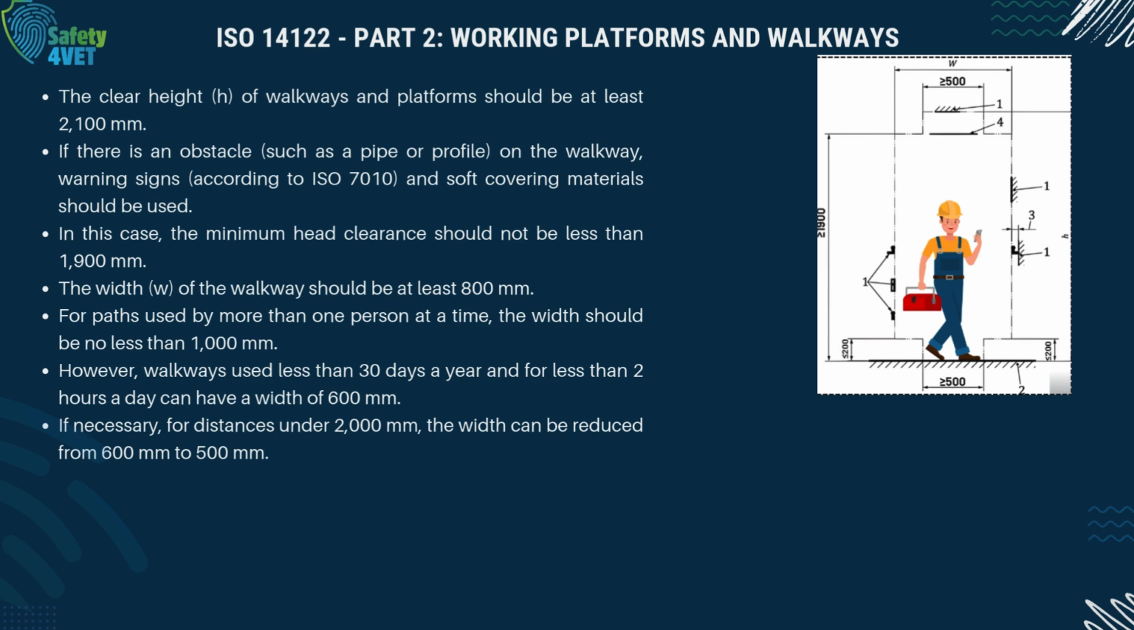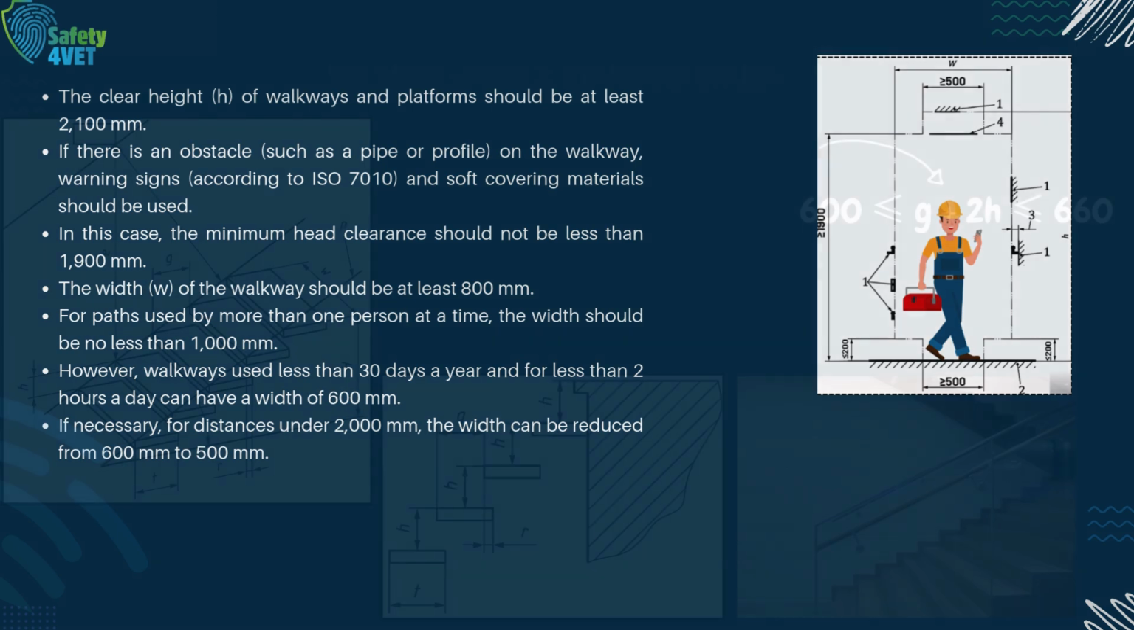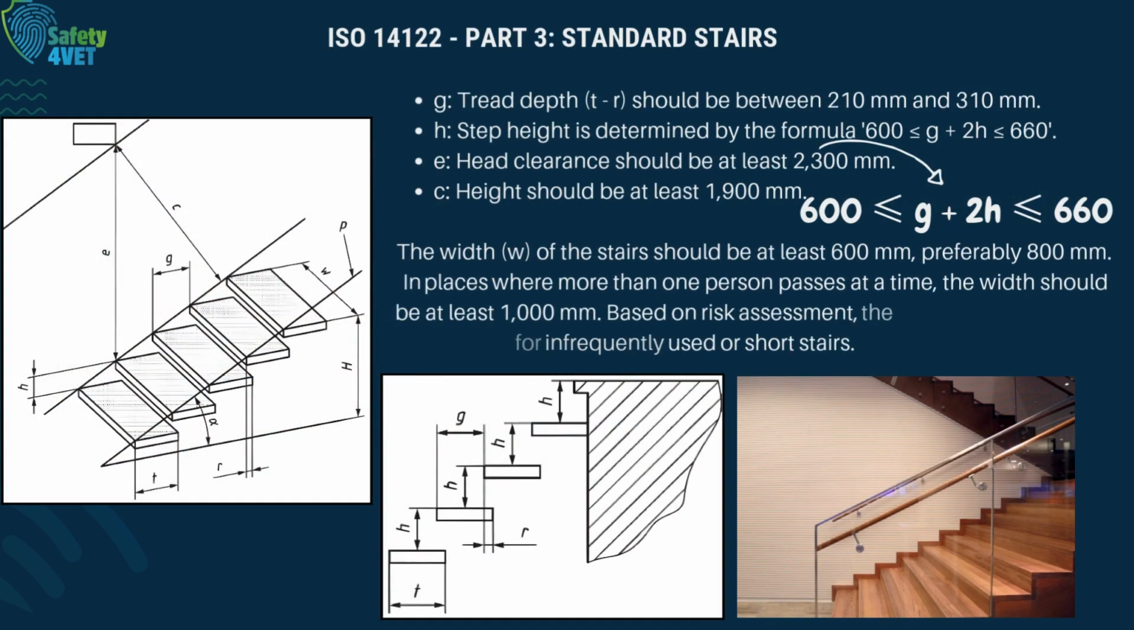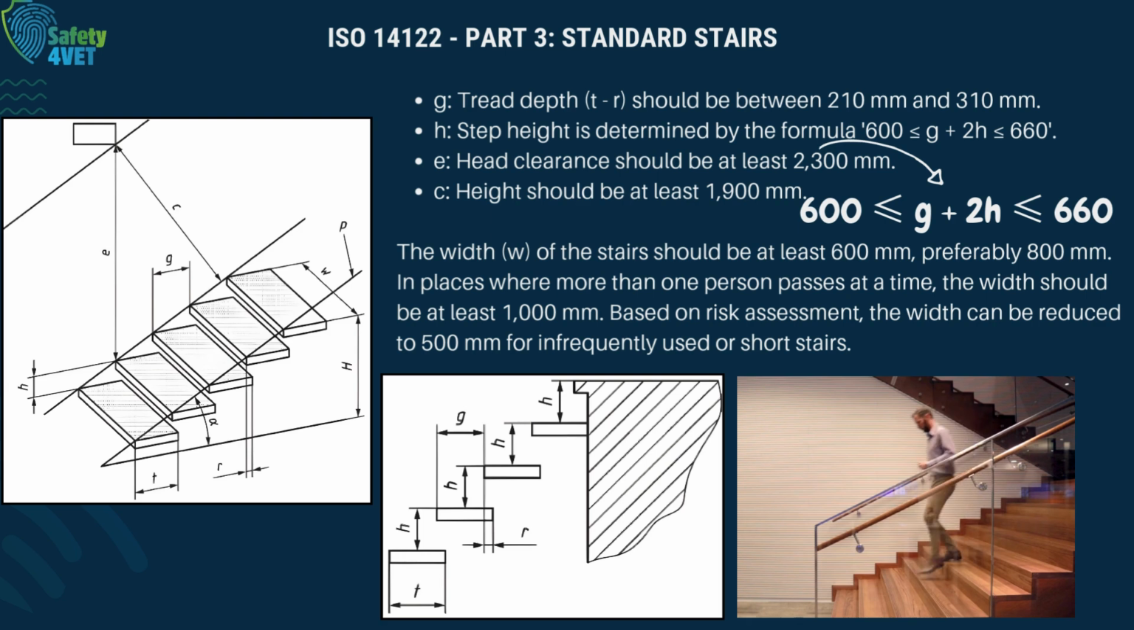However, walkways used less than 30 days a year and for less than 2 hours a day can have a width of 600 mm. If necessary, for distances under 2,000 mm, the width can be reduced from 600 mm to 500 mm. According to ISO standards, the tread depth of stairs should be between 210 and 310 mm. The step height is calculated using the formula shown on the screen.